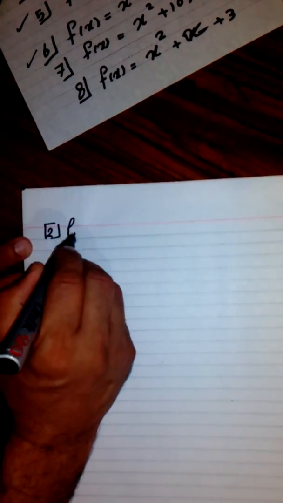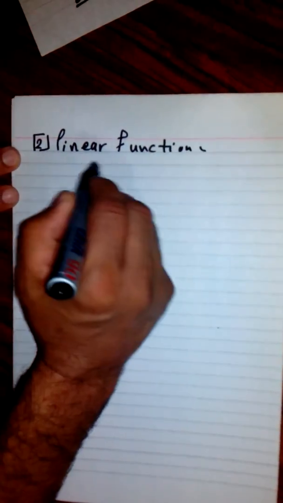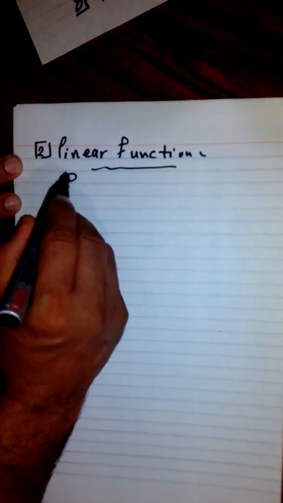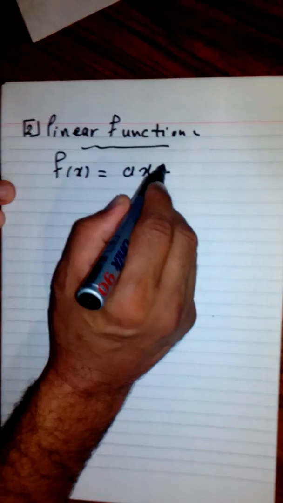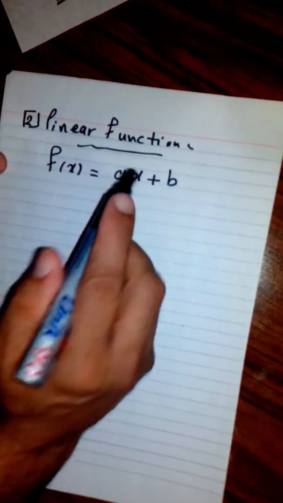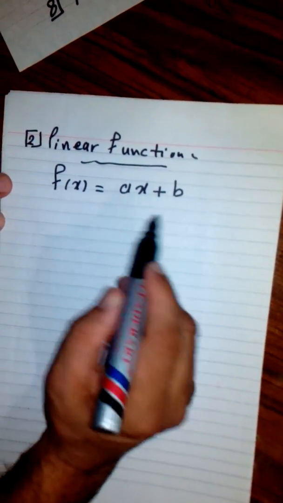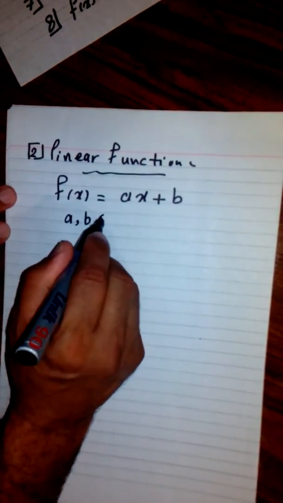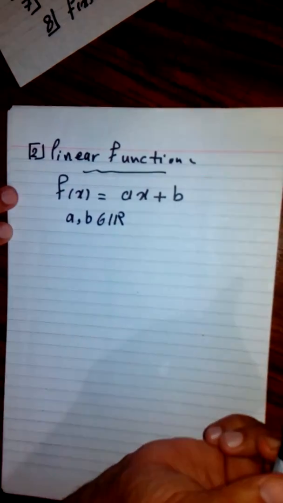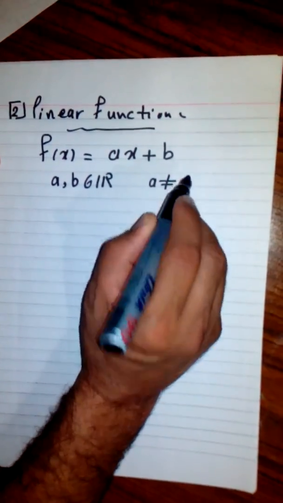Linear function. The general form of a linear function is f of x equals ax plus b, x belongs to R, a and b belong to R, and a is not 0. R is the set of all real numbers.